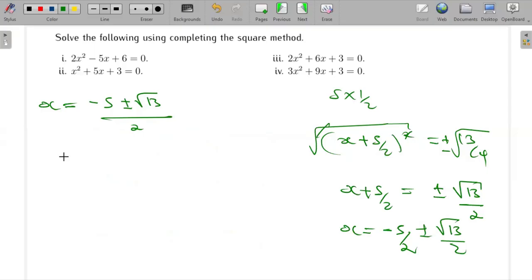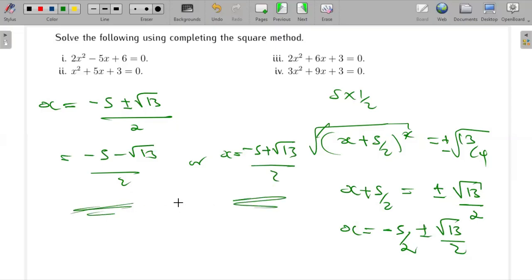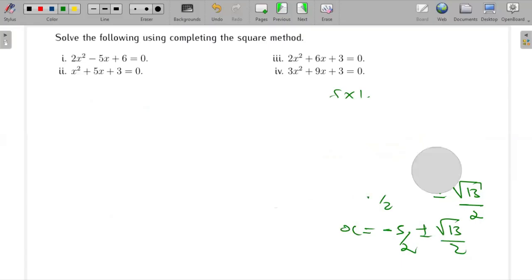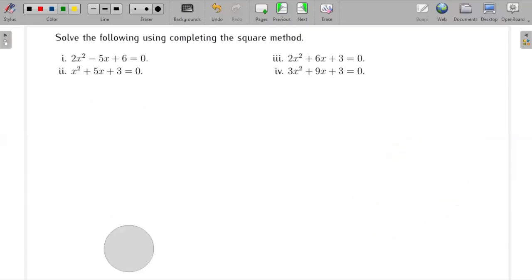And of course, if you want to separate them, you can separate them. Say this one is plus, and this one is going to be the smaller one, so x is equal to negative 5 plus the square root of 13 over 2. So these are the values we have, and as you can see, they are real values. These are real roots. Okay, so that's how you go about that one.